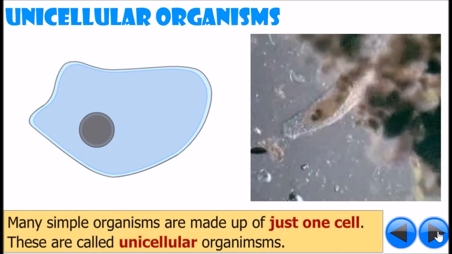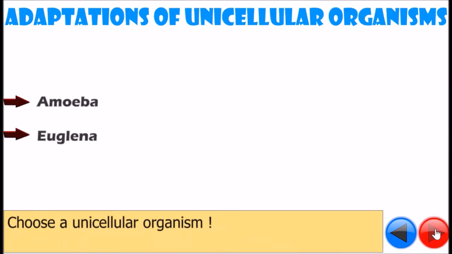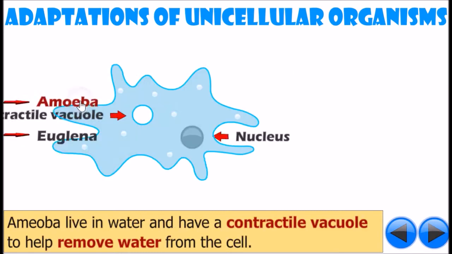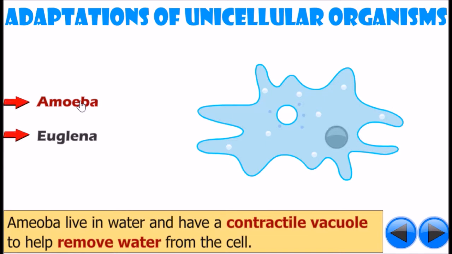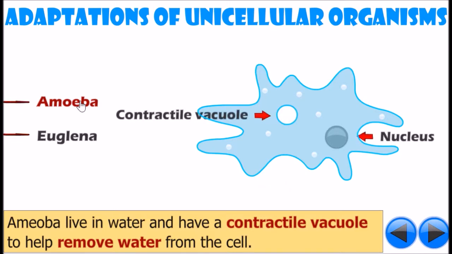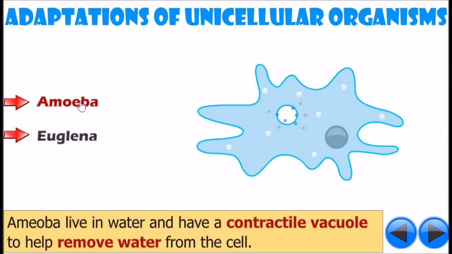Now let's look at two examples of unicellular organisms. The first one is the amoeba. And this is found in pond water. And because it's always surrounded by water and that water can pass very easily into the amoeba's cell, sometimes it finds it's got too much water in its cell and needs a way of getting rid of it. And the way it does that is by using a structure called the contractile vacuole. That contractile vacuole takes excess water inside the amoeba's cell and it releases it into the environment. And this prevents the amoeba cell filling up with too much water and bursting.